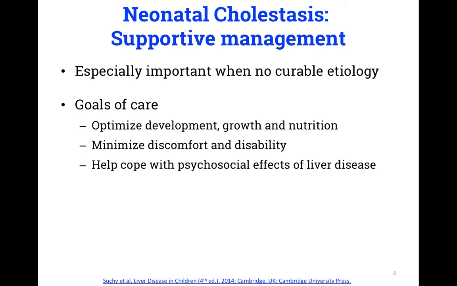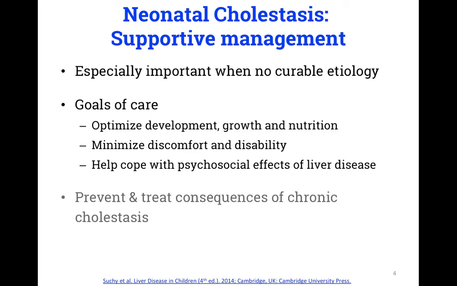So goals of care in pediatrics go in a few different directions. One is to optimize the growth and nutrition, and this is really important because if the patient does end up progressing to end-stage liver disease, ensuring this prior to transplant will optimize their best chance of success later on. Minimizing discomfort and disability associated with the manifestations of cholestasis, the physiological consequence of cholestasis, which we'll talk about. And thirdly, the main goal would be to help patients and families cope with some of the psychological and social effects of having to deal with a chronic liver disease.